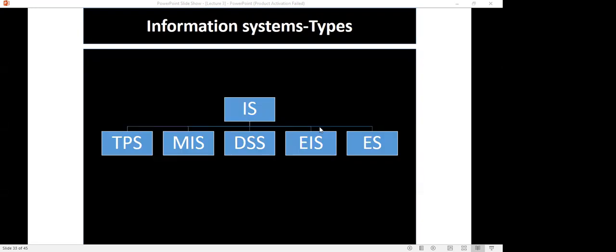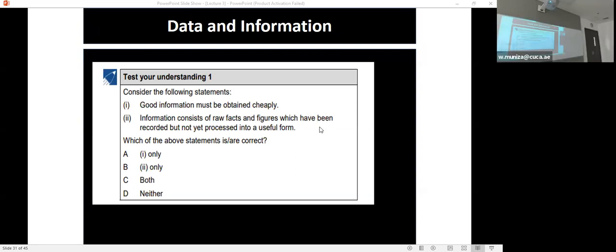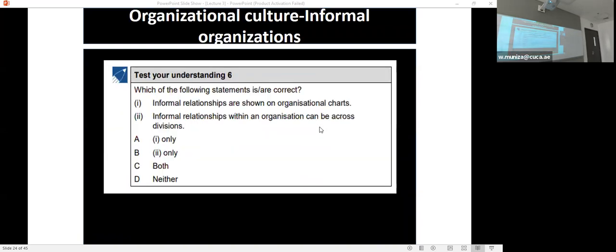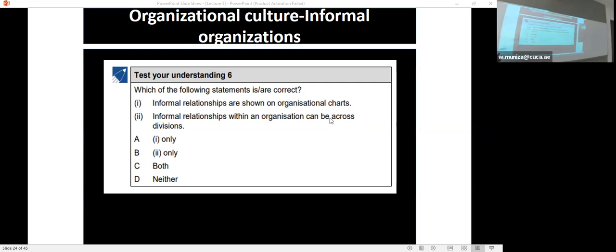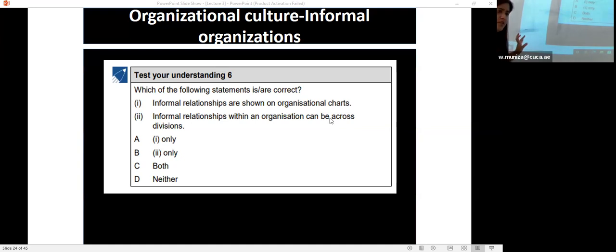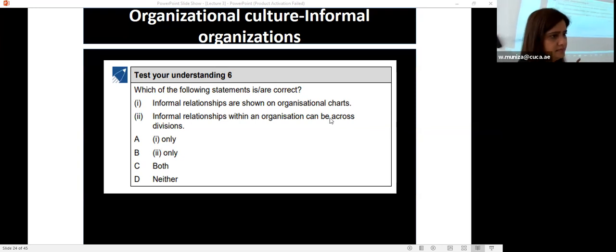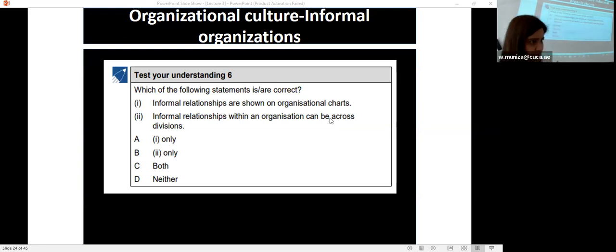before moving on, one slide is stuck in my mind, and I just want to clarify. Yes, this one. Here we were asked which of the statements are correct. Informal relationships within an organization can be across divisions. This is correct. Hizer said this one was correct, and all the other students said it is not correct. I confused it with the formal structures.